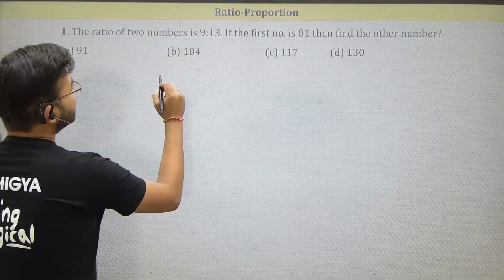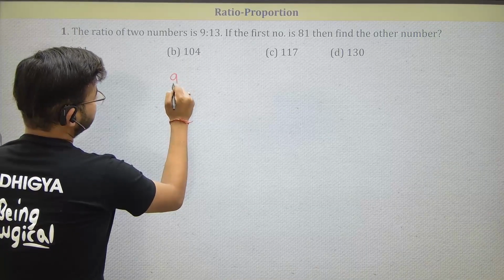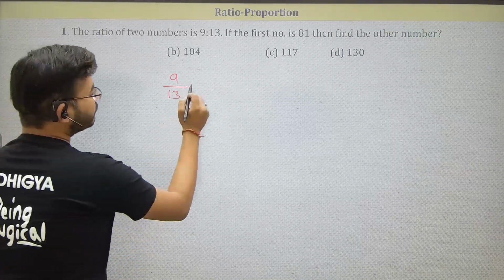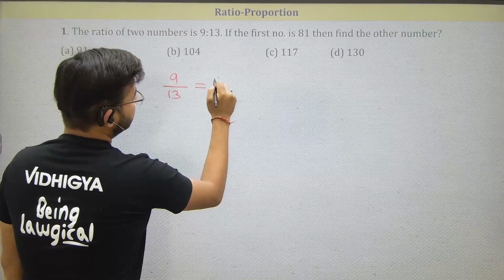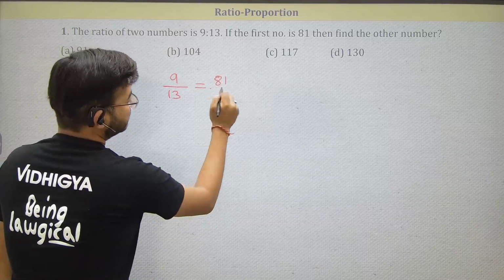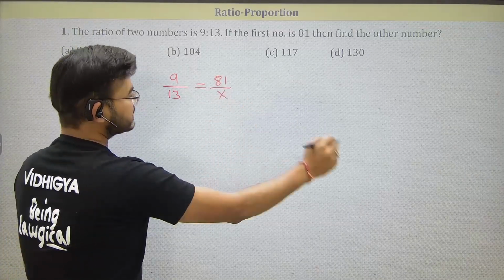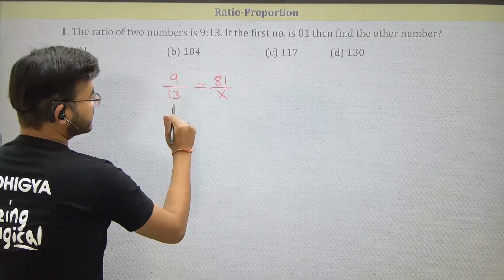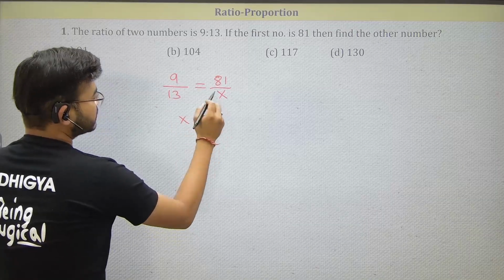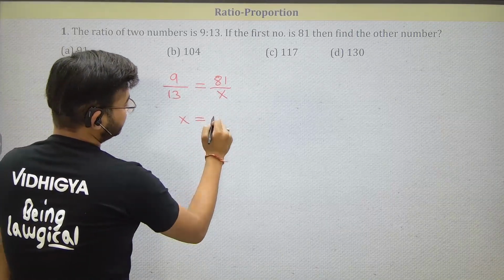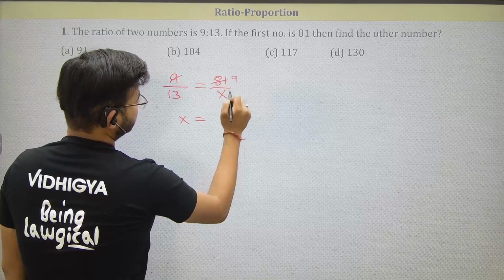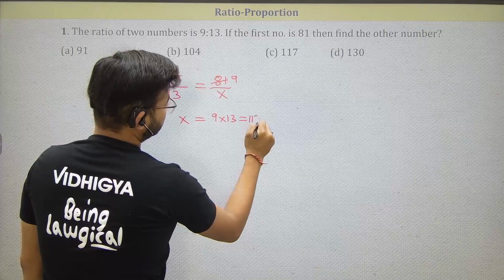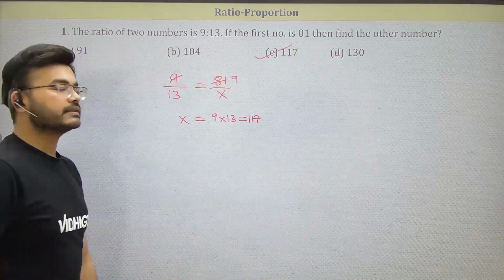Okay. Let's say we are given the ratio as 9/13. It is the ratio of two numbers, out of which the first number is 81. So it is 81. We don't know the next number. So let's say it is X and the ratio is 9/13. Now simply solve this equation and we'll get the value of X. So the value of X will come out to be 9 × 13, 9 9s are 81. So X will be equal to 9 × 13. So that will be equal to 117. So answer will be C.